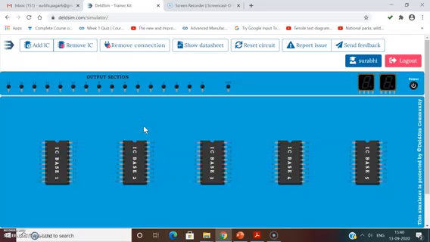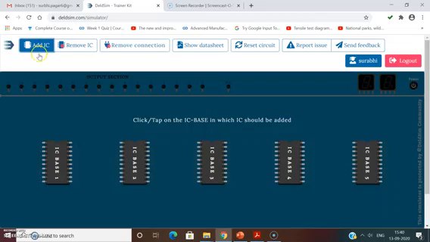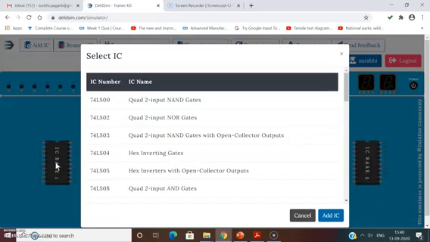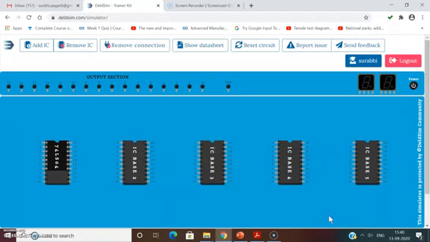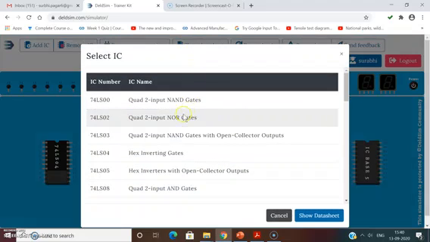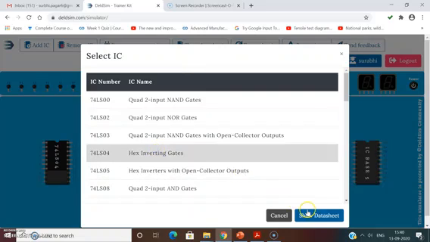So now I will show you one more simple working of one circuit. So we will see how the NOT gate works. So click on add IC, click on the bed. 7404 is the NOT IC. Select the IC, click on add IC. The IC has been placed. If you want to check the data sheet, then show data sheet. 7404, its data sheet.